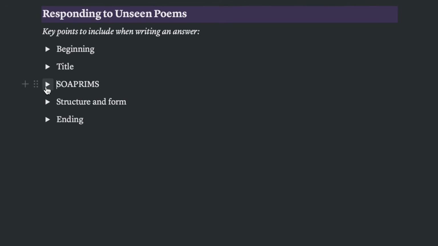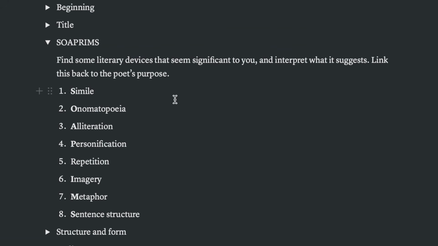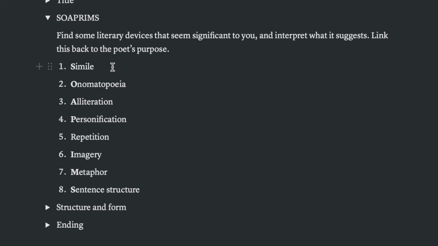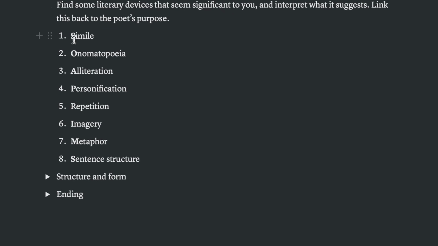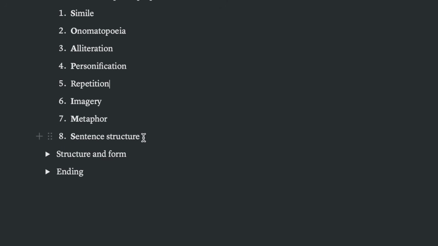Okay, once you're done with that, you have to focus on soap rims. Okay, so soap rims is basically a mnemonic for literary devices that are the most commonly found in poems. So we've already discussed all of these, and this is just a mnemonic to help you remember them when it's time for you to write your essay. So S for simile, O onomatopoeia, A alliteration, P personification, R repetition, I imagery, M metaphor, and S sentence structure. So I know sentence structure comes under structure, but it's still there because most people tend to forget sentence structure, so it's good to remember it as part of this mnemonic as well.